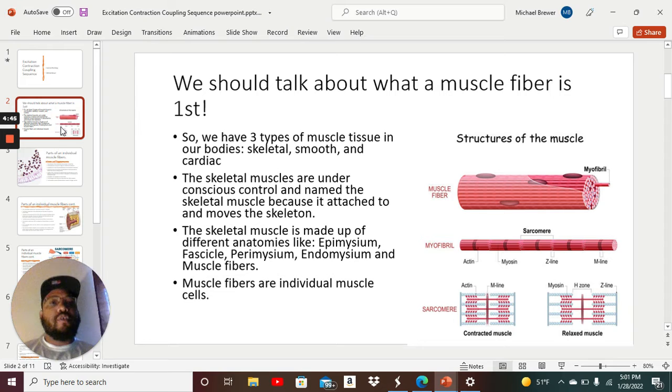We should talk about what a muscle fiber is first. As humans, we have three types of muscle tissue in our bodies: skeletal muscle, smooth muscle, and cardiac muscle. But in this video, we're going to be talking about the skeletal muscle. The skeletal muscles are under conscious control and named the skeletal muscle because it is attached to and moves the skeleton. The skeletal muscle is made up of different anatomies, but the main anatomy we're going to be talking about in this video is the muscle fibers. And muscle fibers are basically individual muscle cells that are in the muscle.